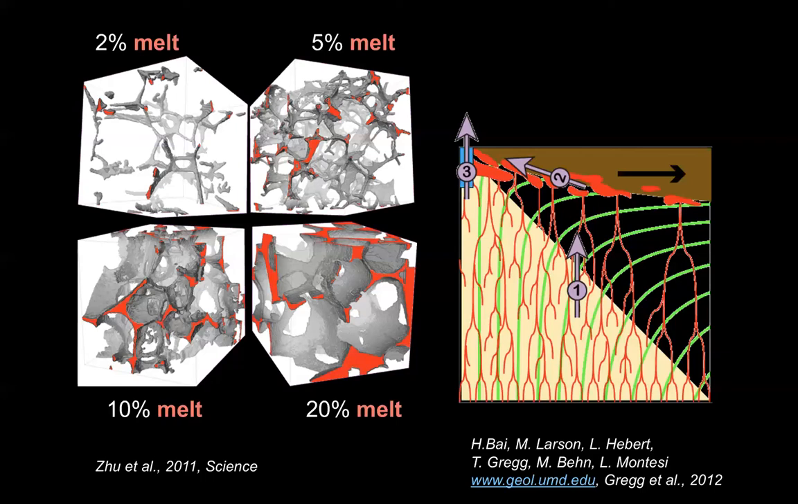And so the image on the right, by other workers in this same group, shows that beneath a mid-ocean ridge, we expect these anastomosing or fingering networks of melt to join and carry the melt out of the mantle, and then that melt can get focused at the bottom of the oceanic lithosphere, for example, and then get focused at the mid-ocean ridge where this arrow number 3 is.